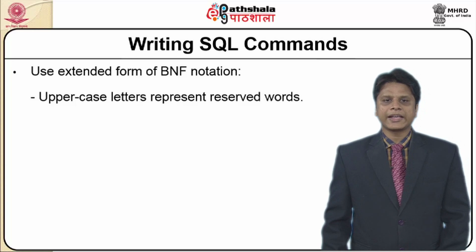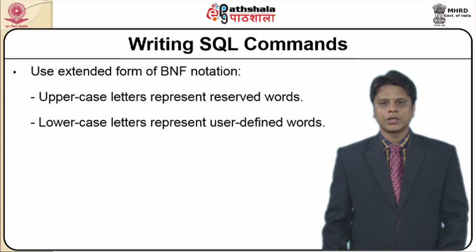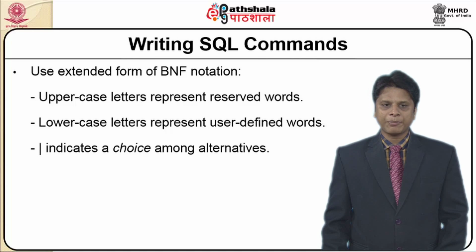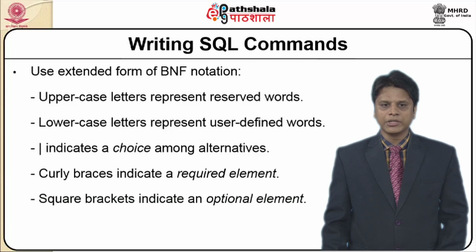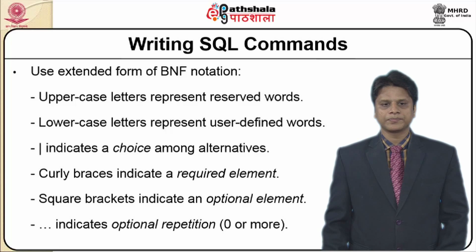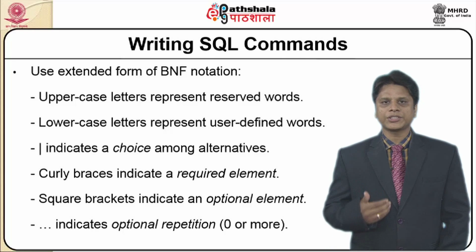So we use the extended form of BNF notation, which has uppercase letters representing the reserved words, lowercase letters representing the user defined words, and a piping symbol which indicates the choice of alternatives. We have curly braces which indicate a required element, square brackets which indicate an optional element, and dots which indicate optional repetition, which is for more than one time.